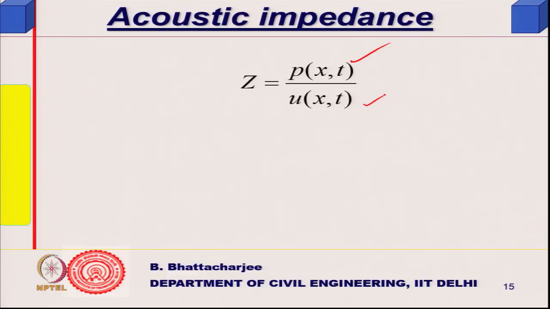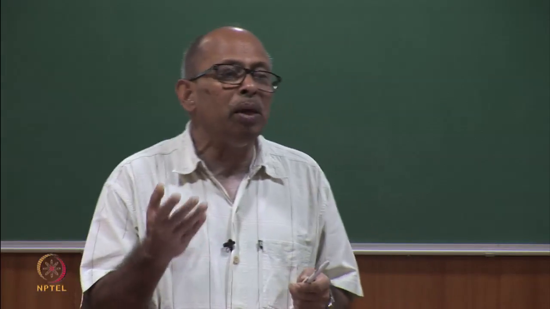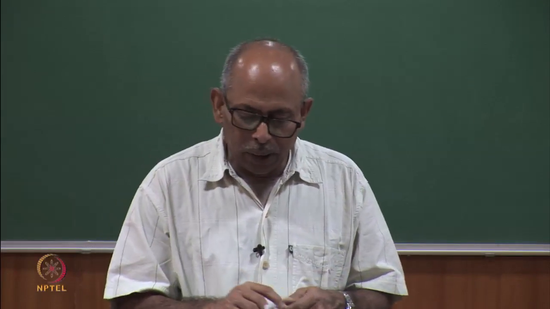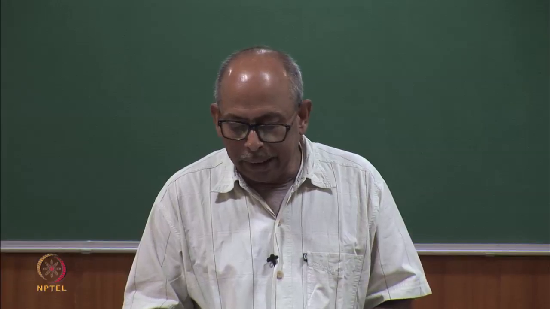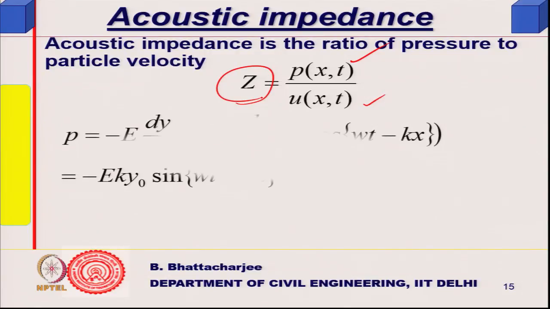So we define impedance as potential by flow, right? Potential by flow. This is in complex form, because it is a periodic sine or cosine function, which can be expressed in the periodic form e to the power i omega t. So it will be in complex form, and Z is defined as the ratio of pressure to particle velocity. Acoustic impedance is the ratio of pressure to particle velocity.